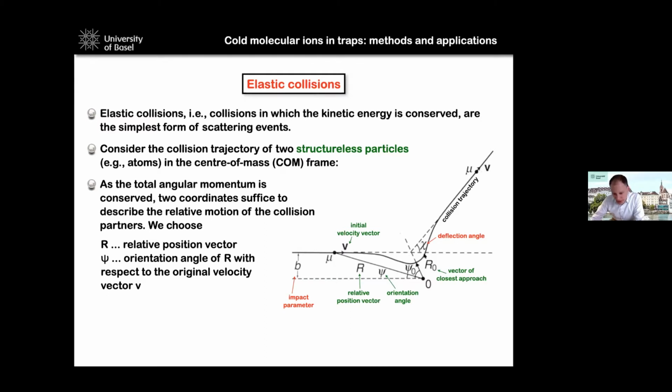During such an elastic collision, what typically happens is that the velocity vector gets deflected by a certain deflection angle. What is also an important quantity is this impact parameter here.